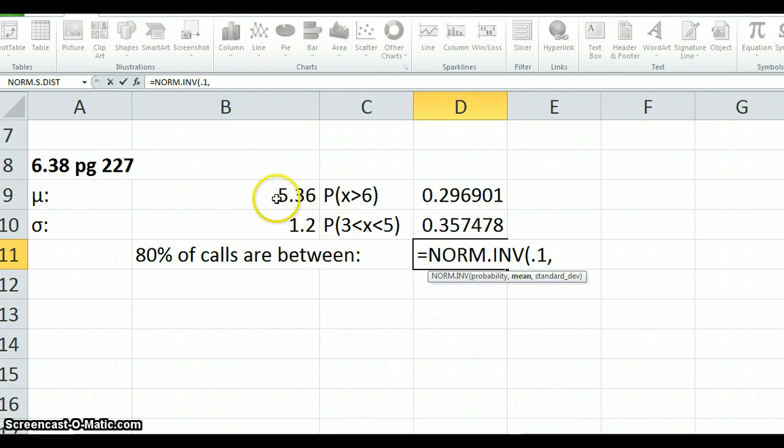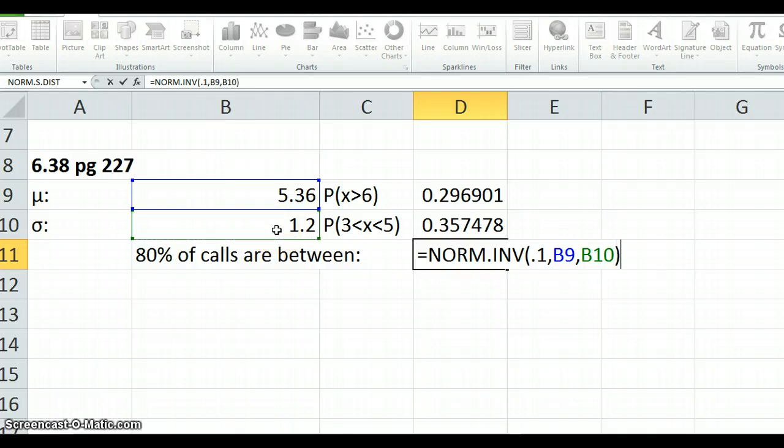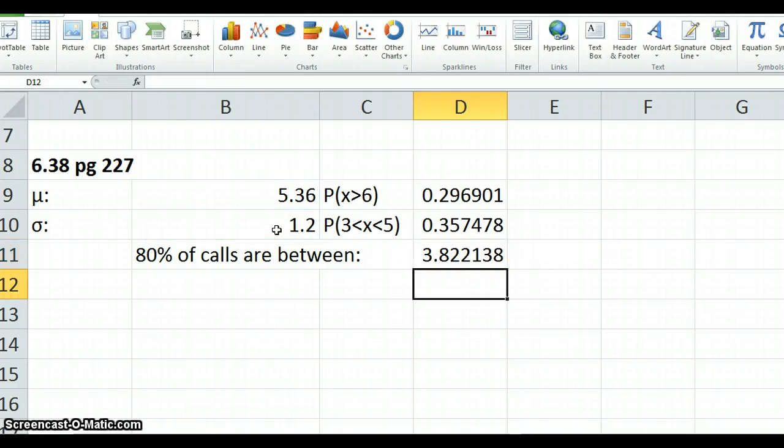Then it asks for a mean when we're doing the same distribution. And then it asks for a standard deviation. So there we go, 3.822. So that's telling us 10% of the calls are shorter than 3.822. And now we want to know, remember the question asked that 80% of the calls are between what and what? Well, we've got 3.822 as our lower bound of that, and we want to now compute the higher bound.